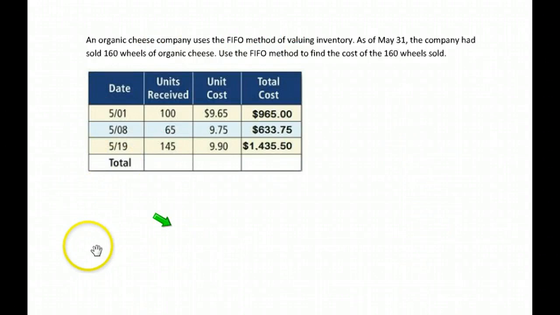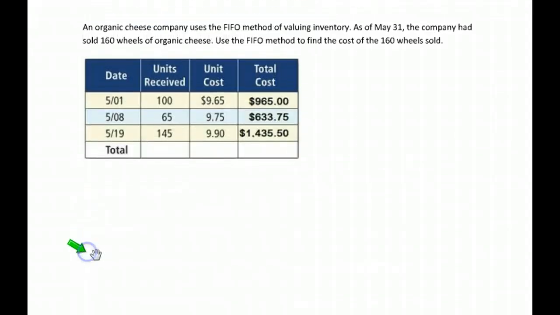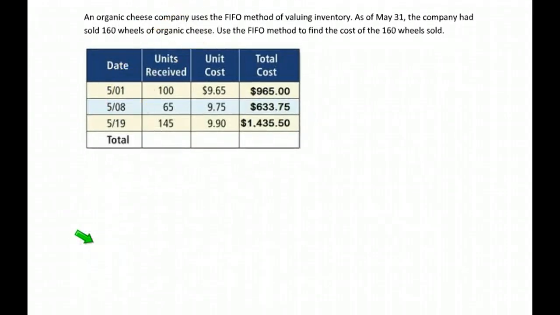Okay, let's do one more of these. An organic cheese company uses the, so on these, when you get to the end, you're going to want to pay attention to what method they're using. They use the FIFO method, which again means first in, first out. So you sell from the top down. The company had 160 wheels of organic cheese. Use the FIFO method to find the cost of those 160 wheels that they sold.